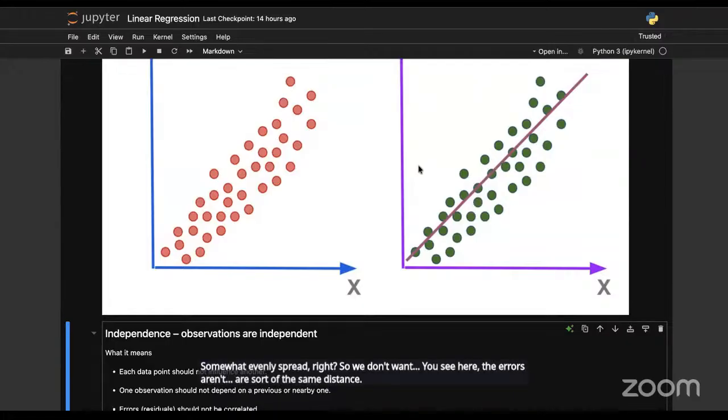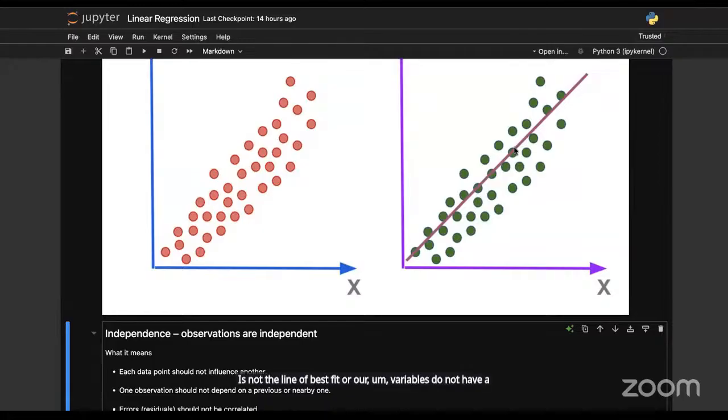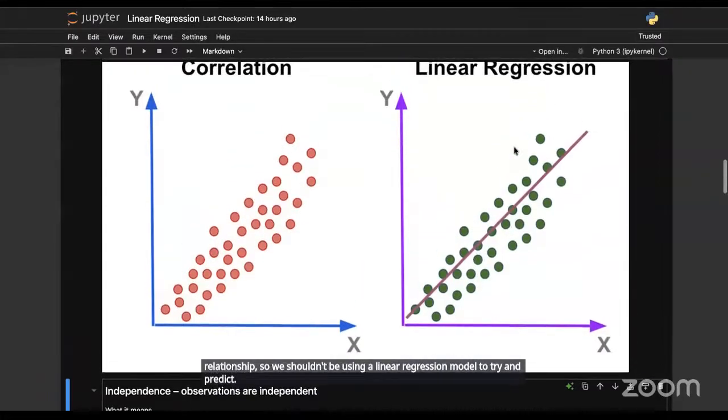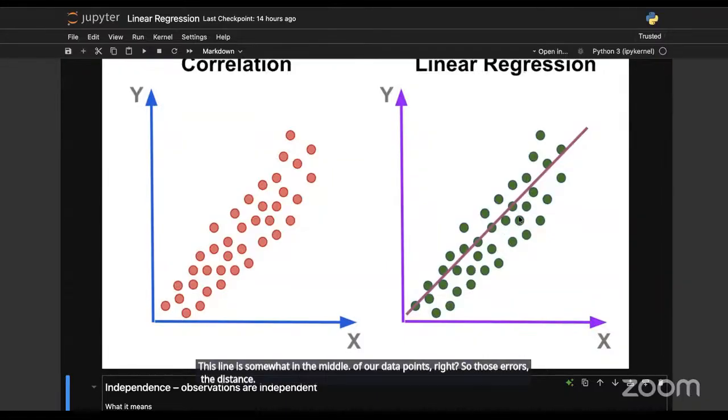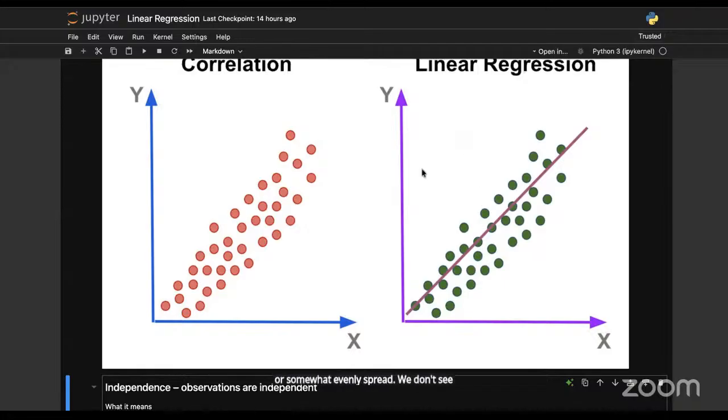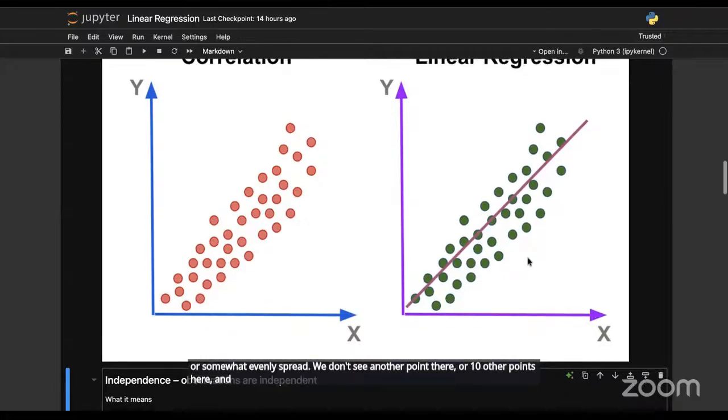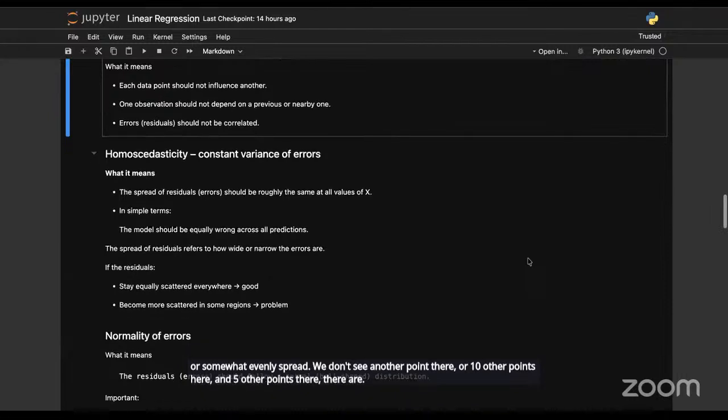If you find errors there and errors there and errors there, that line is not the line of best fit, or our variables do not have a linear relationship. So we shouldn't be using a linear regression model to try and predict our target variable, right? As we can see, this line is somewhat in the middle of our data points, so those errors, the distances, are somewhat evenly spread. We don't see another point there or 10 other points here and 5 other points there. They are evenly spread, okay?